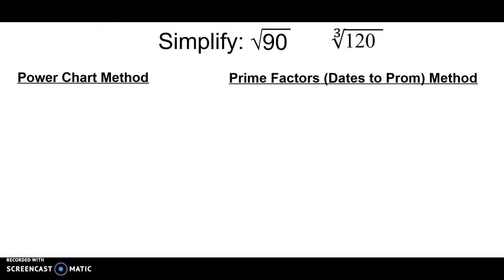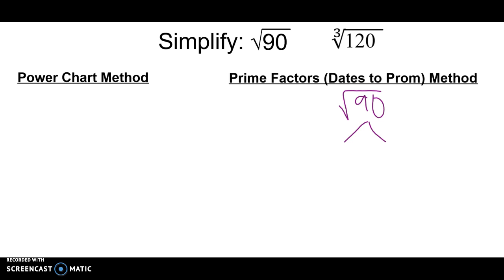So side by side, we're going to do both ways. We're going to do dates to prom, and then we're going to do our power chart method. We'll start with our square root of 90. How would we do dates to prom? How would we break down 90? You can just do this up above. This is not a place for this on your notes. Don't do it next to number 8 because you'll need the space for that.